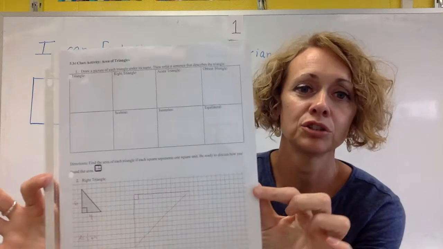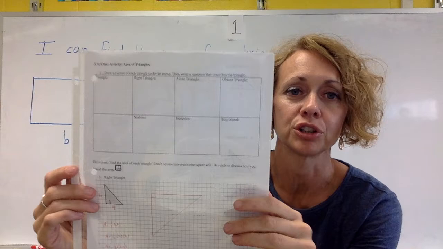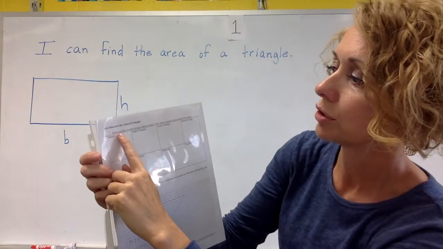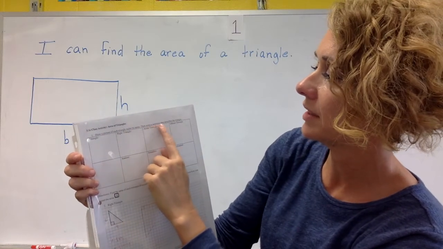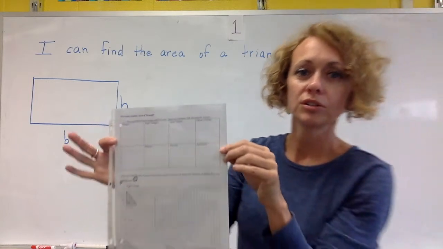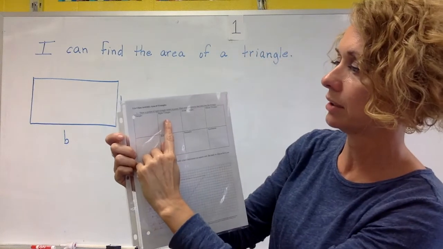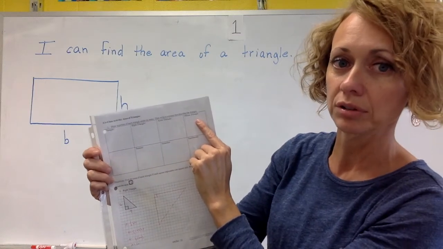I need you to have this sheet to follow along with. So if you would, look at that sheet and look at number one. Number one says, draw a picture of each triangle under its name. Then write a sentence that describes the triangle. There are a lot of different types of triangles. You have right triangles, acute triangles, and obtuse triangles.